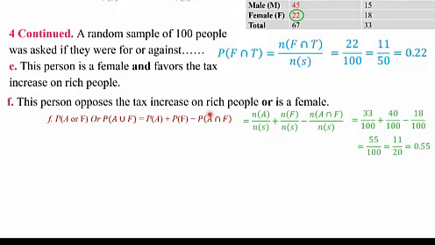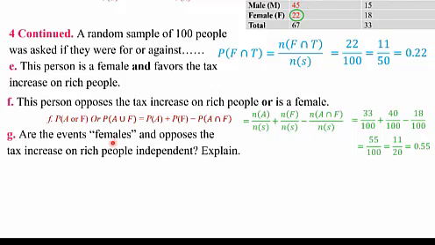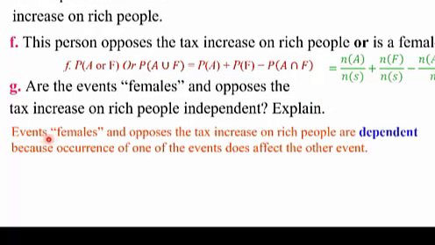And you can change it to any format you want, percentage unit. Are the events females and opposes the tax increase on rich people independent? Explain. The definition of independency is as follows. Events females and opposes the tax increase on rich people are dependent because occurrence of one of the events does affect the other event.